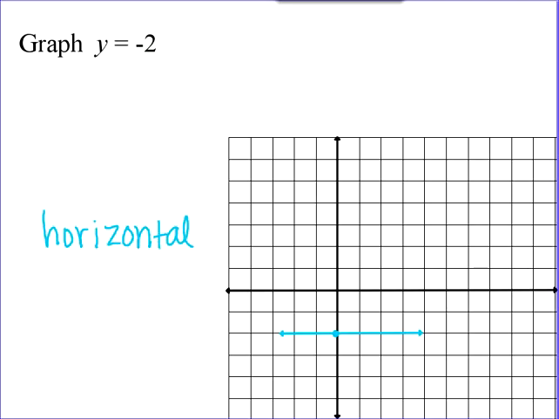Okay, your assignment. Yeah, I got a question? Last night, when it was like x equals something, you said make a table. Nope, I don't want you to do that. I want you to just graph it.